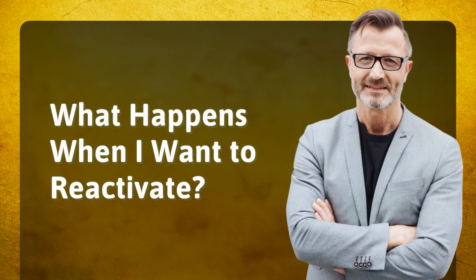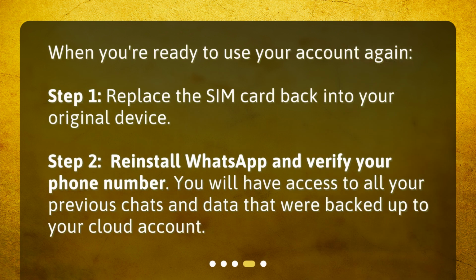What happens when I want to reactivate? When you're ready to use your account again, Step 1. Replace the SIM card back into your original device. Step 2. Reinstall WhatsApp and verify your phone number. You will have access to all your previous chats and data that were backed up to your cloud account.